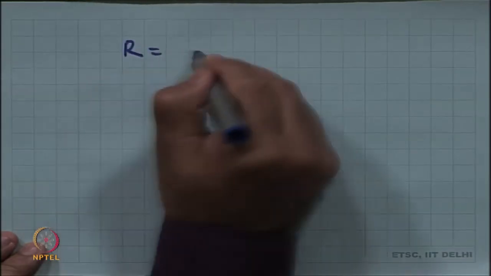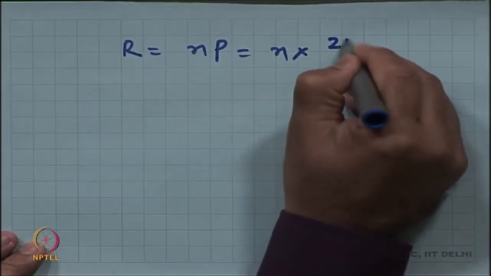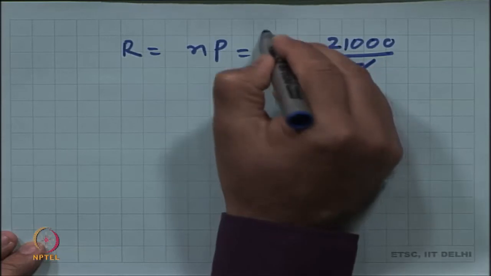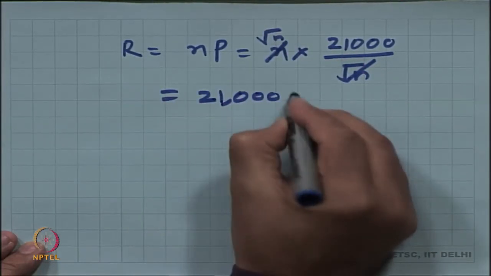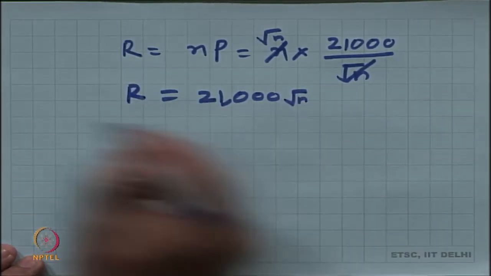So, R becomes n times P, and n multiplied by P is 21,000 divided by under root n. So, this gets cancelled and you are getting a value of 21,000 root n. So, this is your R. Now, we have to differentiate it with respect to n.